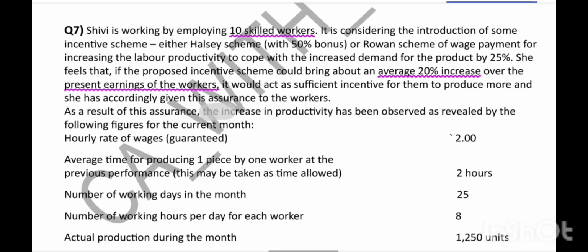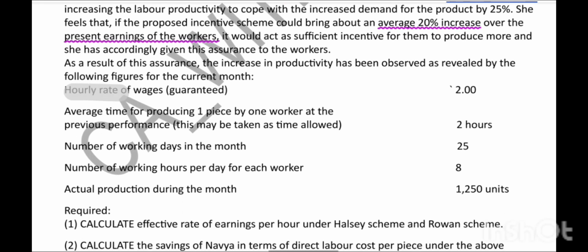As a result of this assurance, the increase in productivity has been observed, as revealed by the following figures for the current month. The hourly rate of wages guaranteed is 2 rupees per hour, and the average time for producing one piece by one worker at previous performance, which may be taken as time allowed, that is standard time, is 2 hours to produce one unit. The number of working days in a month is 25 days, the number of working hours per day for each worker is 8 hours, and actual production during the month is 1050 units.